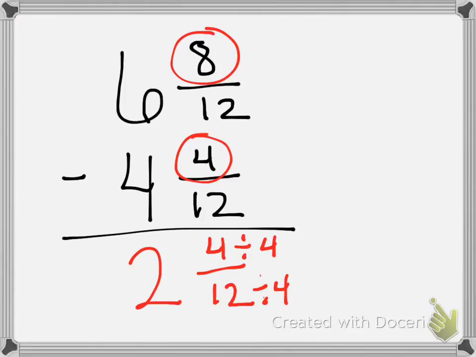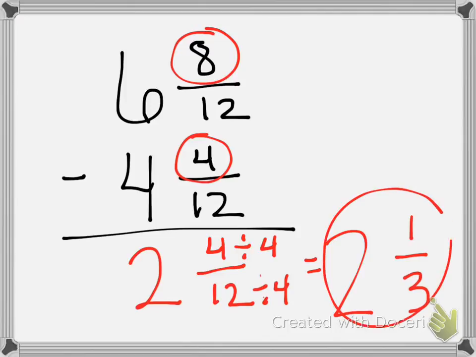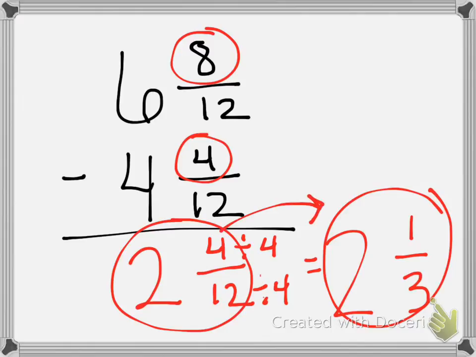And so 4 divided by 4, I'm going to keep my 2 wholes. 4 divided by 4 is 1. 12 divided by 4 is 3. So in simplest form, it's 2 1/3. Again, 2 4/12 is not wrong, but just challenge them to get ready for 5th grade and see that they could simplify.